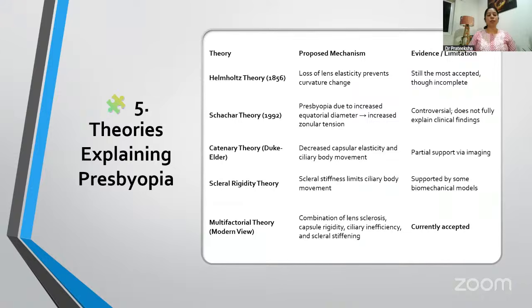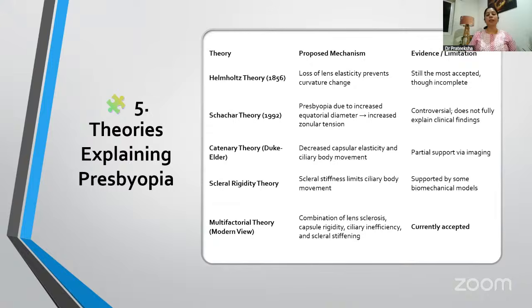Then there are various theories which explain presbyopia. The first and most common is Helmholtz's theory, which came in 1856. The proposed mechanism was a loss of elasticity of the lens, which prevents the curvature change. It is still the most accepted, though incomplete, theory. Then Schachar's theory, 1992: presbyopia due to increased equatorial diameter, leading to increased zonular tension. It is controversial and does not fully explain the clinical findings.